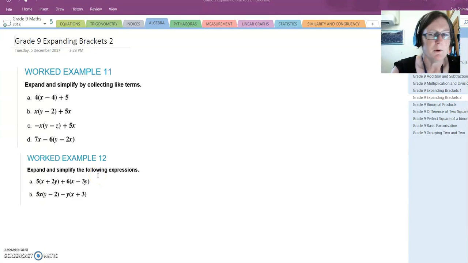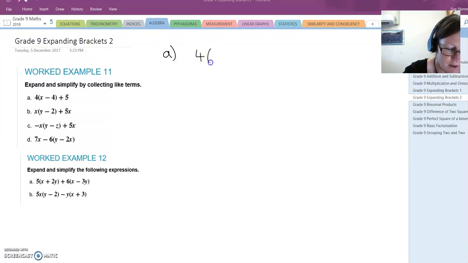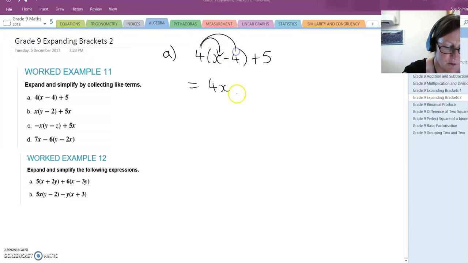Okay, with more complicated expansions, like terms may need to be collected after the expansion of brackets. So first of all, expand the brackets and then look to see if we can collect any like terms. So in worked example 11a, first thing I do is expand my brackets. So in other words, 4x subtract 16. Then I've got my add 5 on the end.